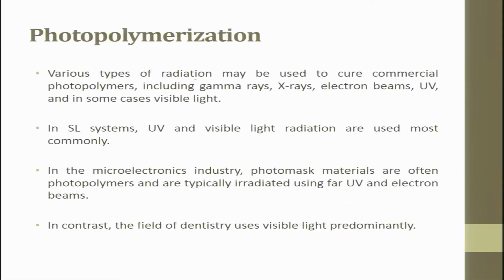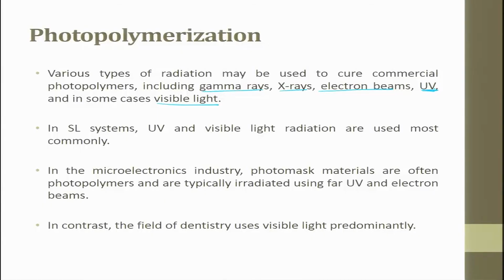Various types of radiation may be used to cure commercial photopolymers, including gamma rays, X-rays, electron beam, UV, and in some cases visible light. UV compared to electron beam, X-ray and gamma rays has a lot of advantages. The advantage can be that the resolution can be as small as possible, but the disadvantage is that it has a lot of side effects, and controlling the system from the source to the workpiece also becomes very difficult. So we always prefer to use UV light. In SL systems, UV and visible light radiation are used most commonly.